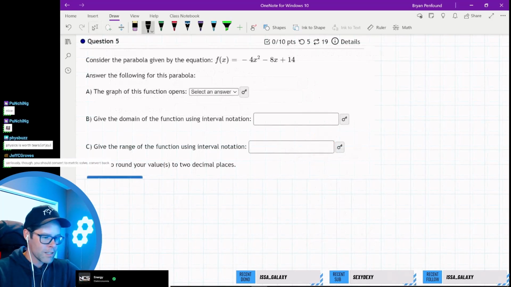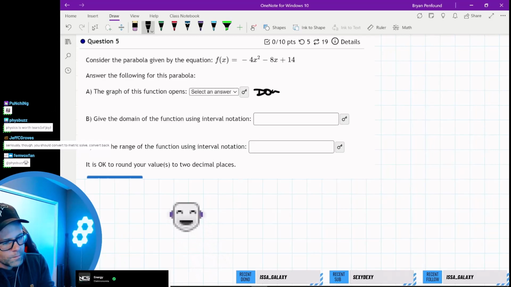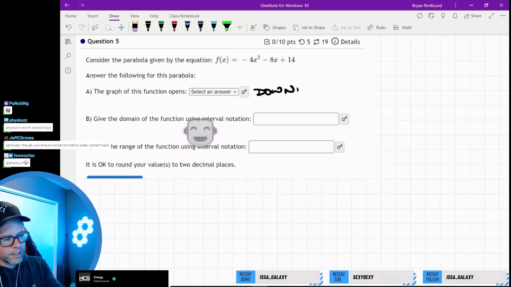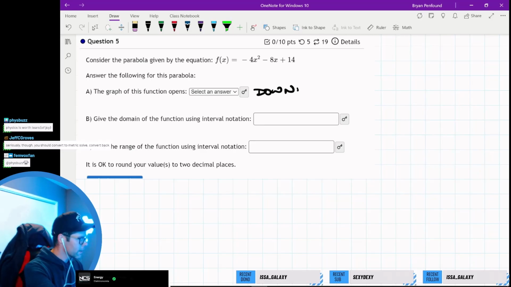A function opens down. Yeah, I agree. This function should open down. That's true. That's because if we look at a, which is negative 4, negative 4 is going to tell us that this function definitely opens down. Let's see if the QEDs are working.